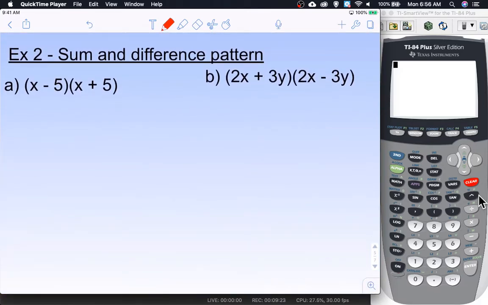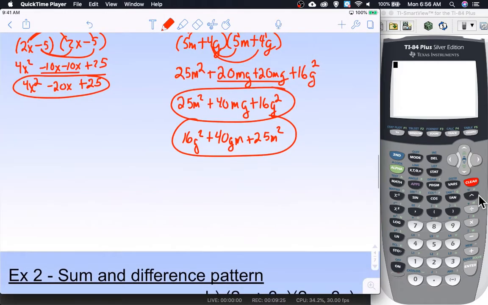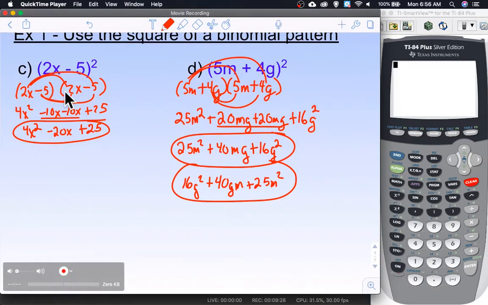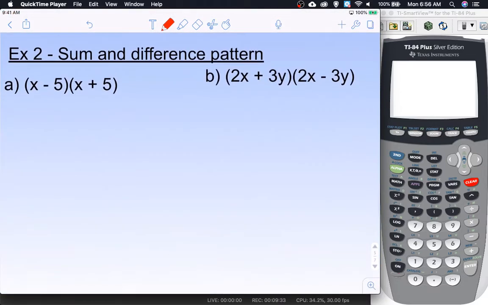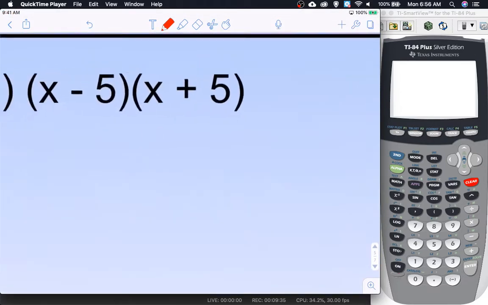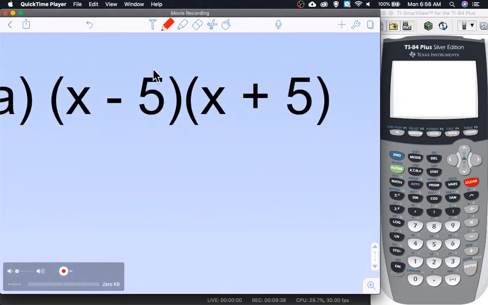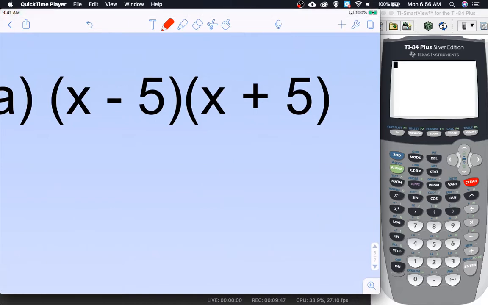Okay, now that was the square pattern, where we had something that was squared and we had to write it out ourselves, separate it into two pieces, and then multiply. This is the sum and difference pattern. You can recognize it because the two terms are almost identical, except one is a plus and one is a minus. That's why it's called the sum and difference pattern. What makes these special is that your middle term will cancel out. You will not have a middle term in your final answer. So let's see what that looks like.